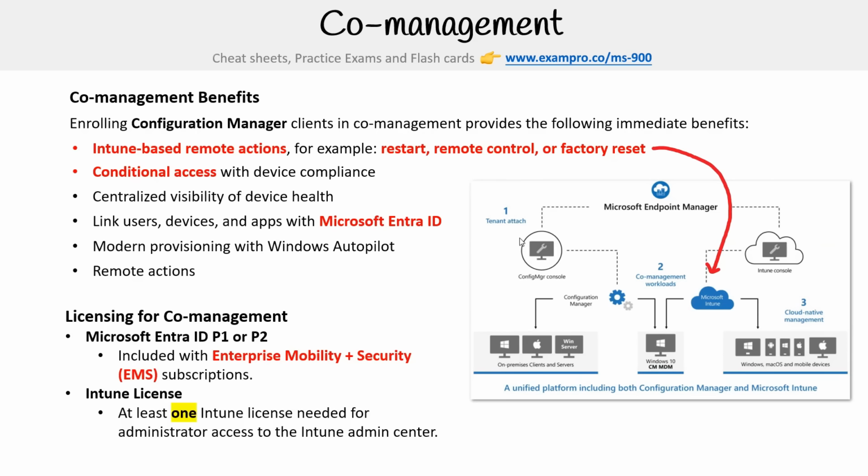In addition, you will also need an Intune license. Note that you will need at least one Intune license for administrator access to the Intune Admin Center. So, to use co-management, you need both the Microsoft Entra ID P1 or P2, and an Intune license. And that's an overview of co-management.